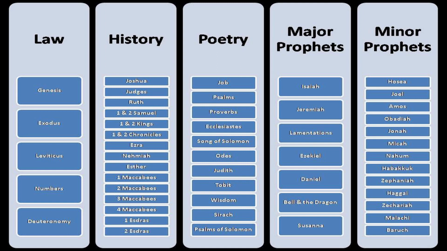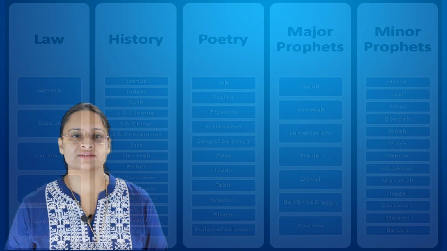The fifth section was the section of minor prophets, and the books that it contained were Hosea, Joel, Amos, Obadiah, Jonah, Micah, Nahum, Habakkuk, Zephaniah, Haggai, Zechariah, Malachi, and Baruch.